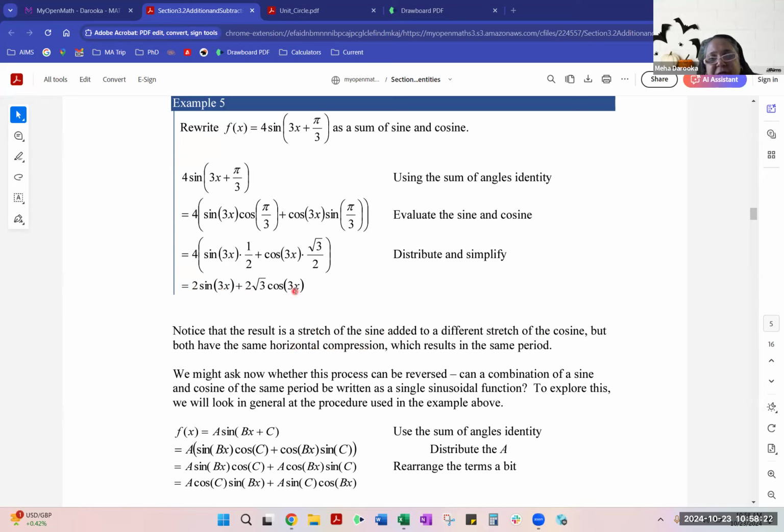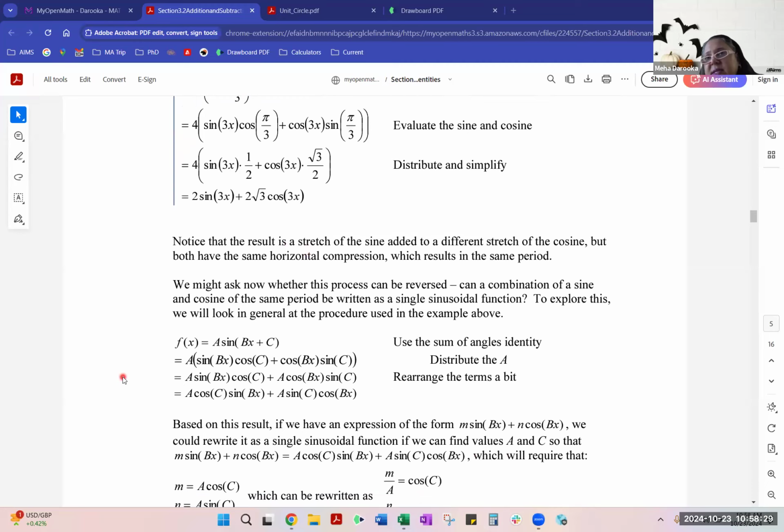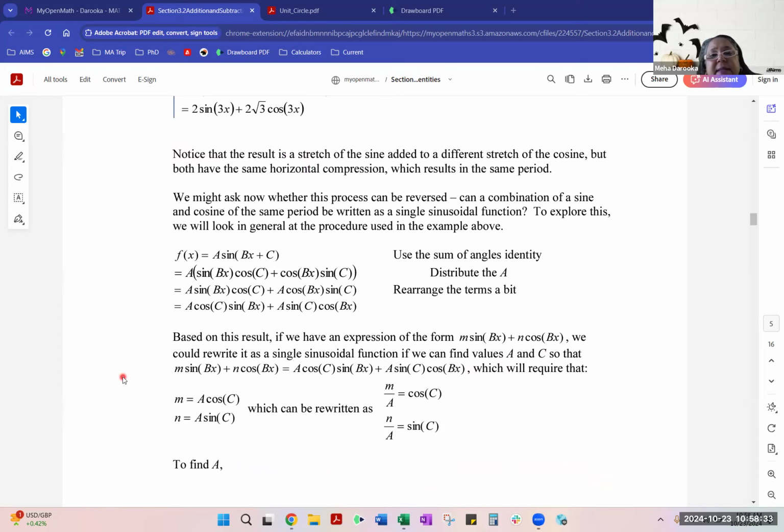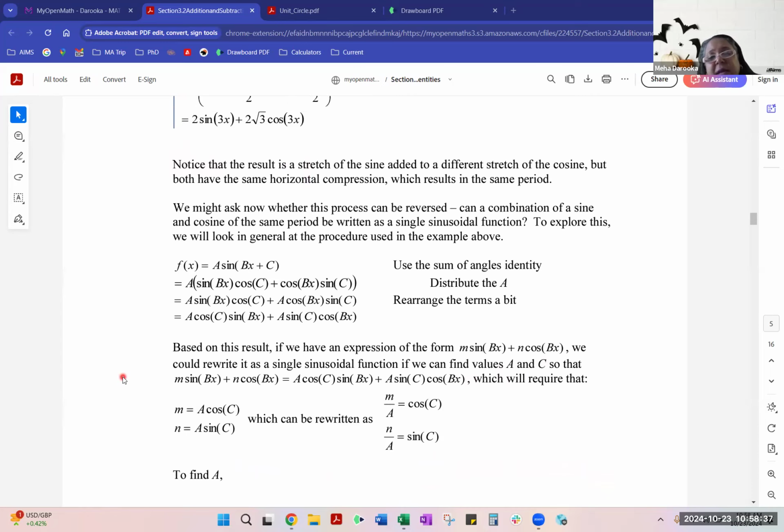Because they both have 3x and 3x, the period of both your sine and cosine functions will end up being the same, because it's the same value. They are also asking us whether this process can be reversed. Can a combination of sine and cosine of the same period be rewritten as a single sinusoidal function? You can see they're breaking this down over here.